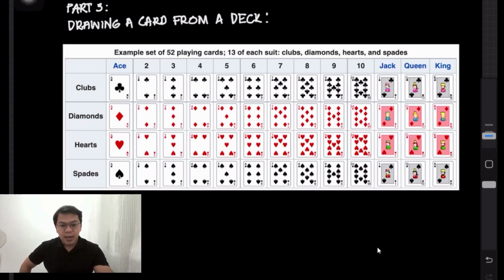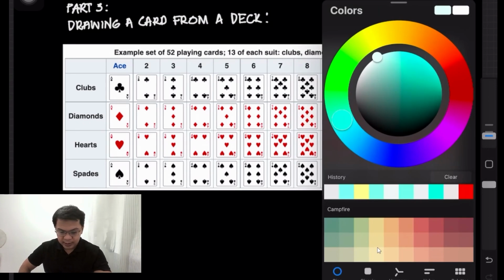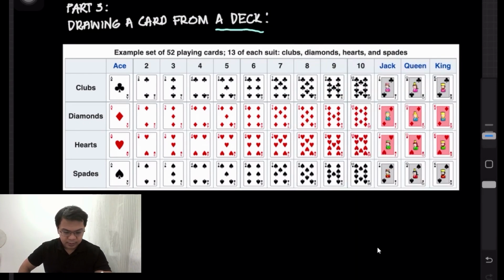Alright, so now we are on the third part of our activity. We're going to find out the probability of drawing a card from a deck. What we are working with is a standard deck of playing cards. So what information do we get about that?